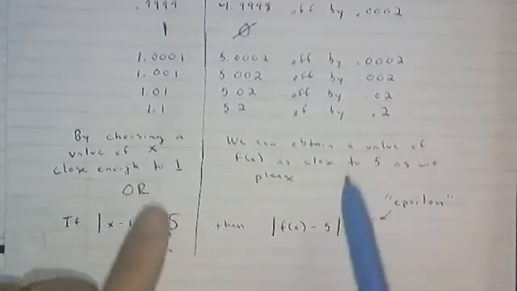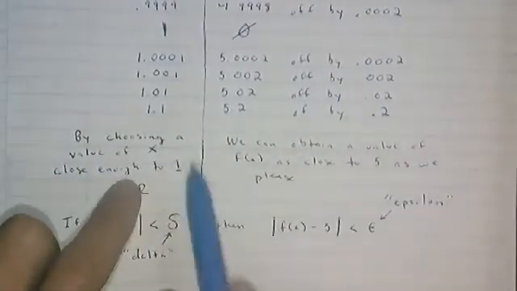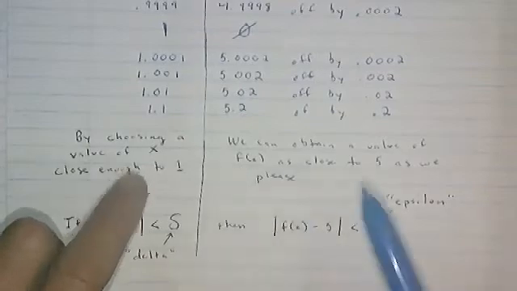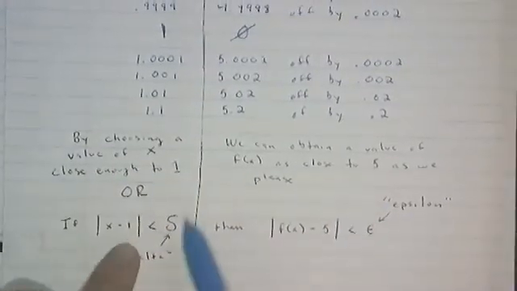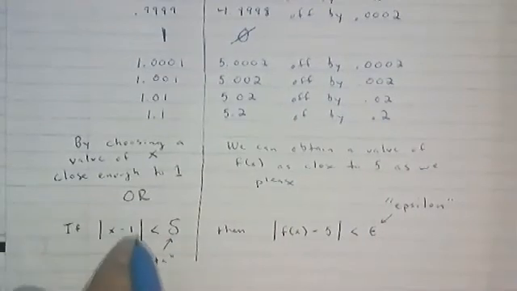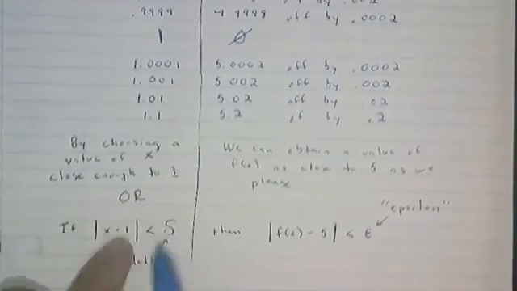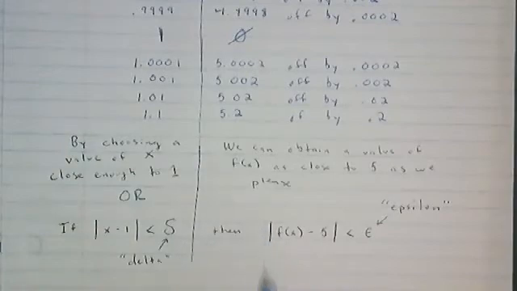So all we've done so far is basically formalize what we sort of intuitively had talked about already. We can get as close as we want to our limit, so long as our x value is sufficiently close to that point on the x-axis.